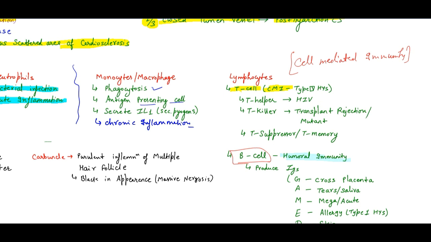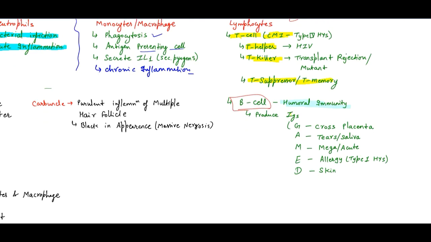Now we have the T cell. It can be T helper, T killer, T suppressor, T memory. T helper is involved in HIV, already discussed, CD4 in HIV. T killer, transplant rejection. Then T suppressor and T memory. Now the B cells are responsible for humoral mediated immunity. They produce immunoglobulins. So remember GAMED. G crosses the placenta. A is present in tears and saliva. M is for acute, previous infection. E is for allergy, type 1 hypersensitivity, and D is involved in the skin. Okay.